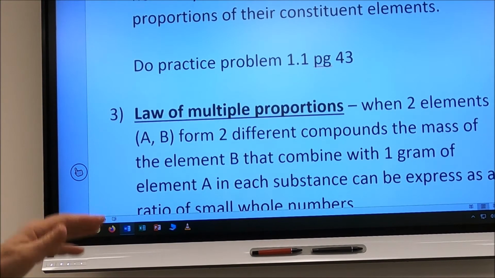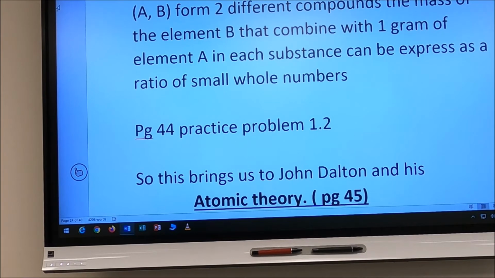Okay? The law of multiple proportion says when 2 elements A and B form 2 different compounds, the mass of the element B that combines with 1 gram of element A in each substance can be expressed as a ratio of small whole numbers. What does that mean?